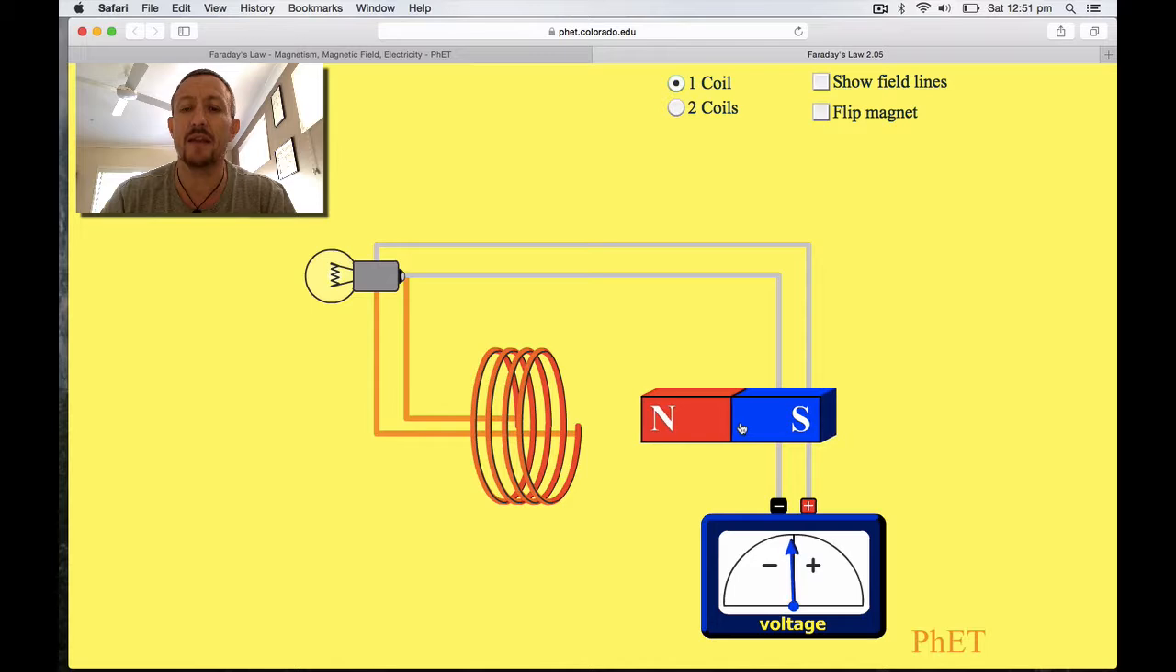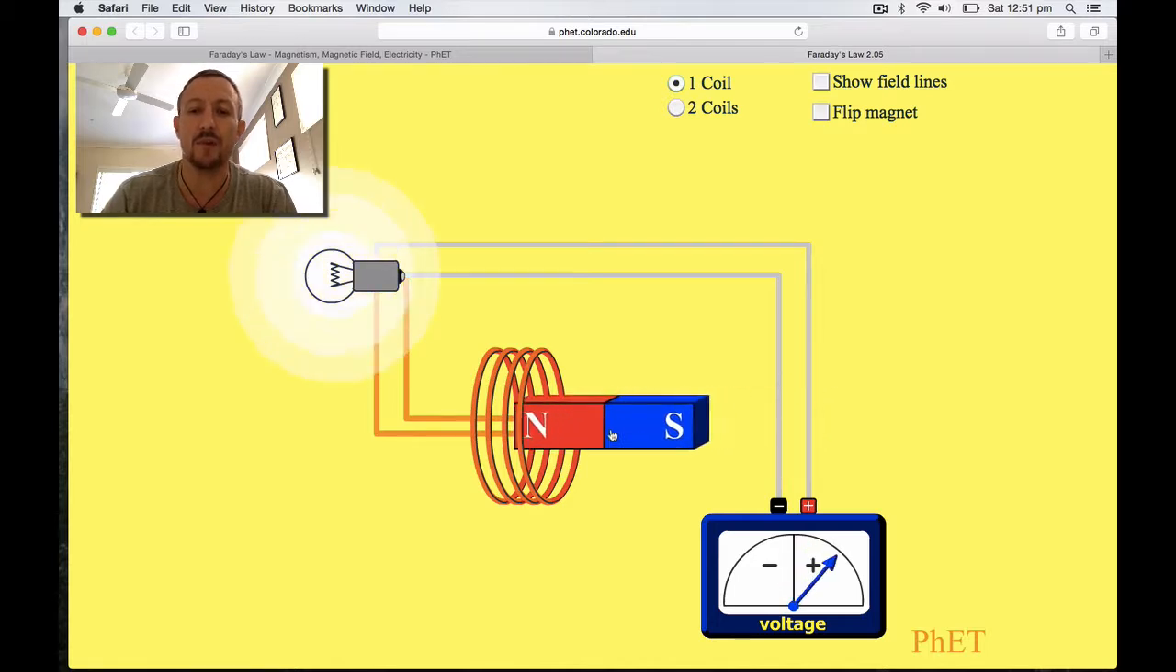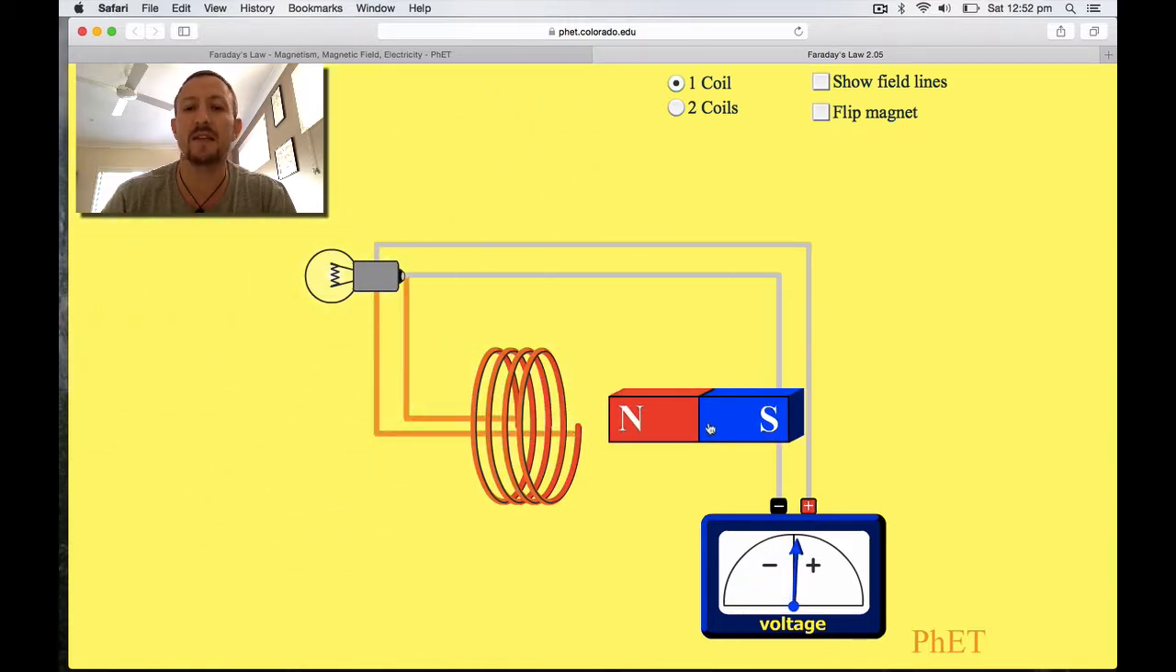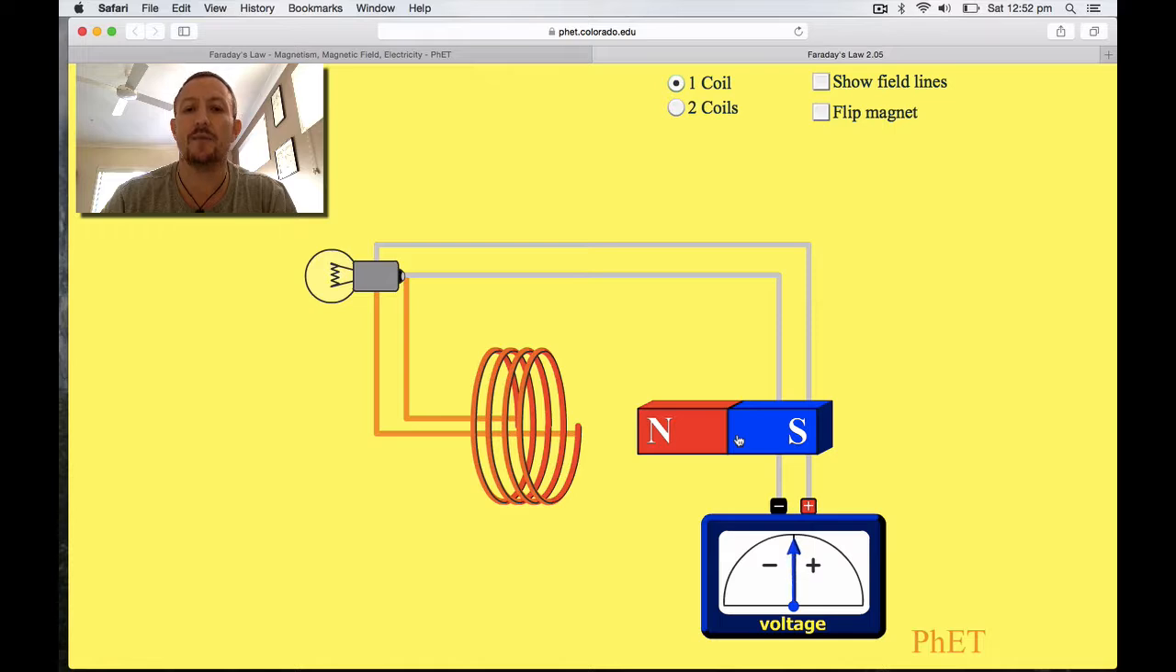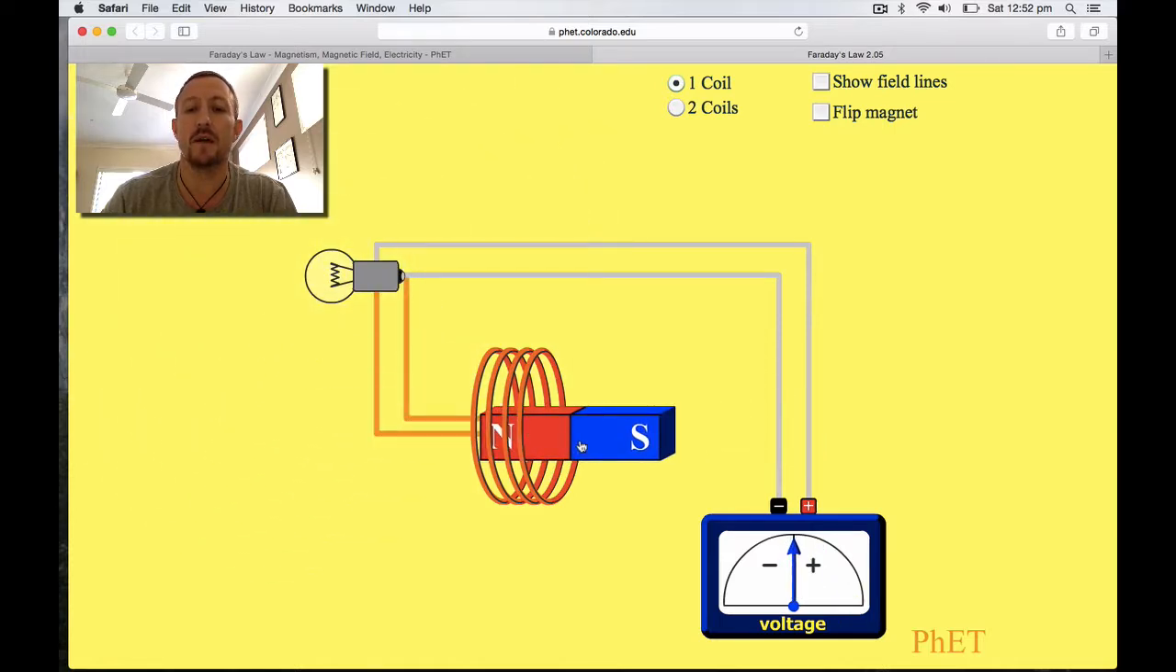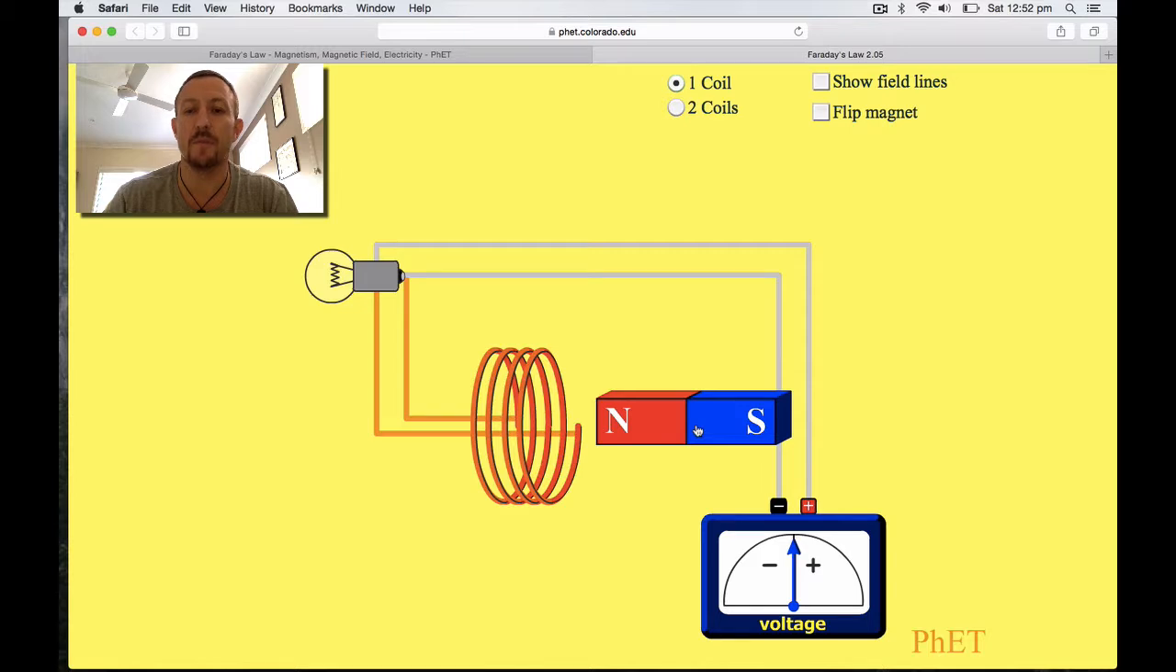So let's do it again. Let's push our north in, goes positive, and the light flashes. No movement once it's stationary. Pull it out, and we can see that it goes in the opposite direction. Positive, 0, negative, out. If I do it slower, I get less of a movement, then back to 0, and again as I pull it out slowly, I get less of a movement.